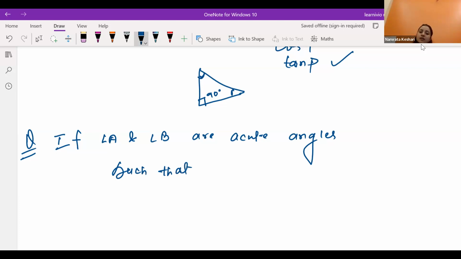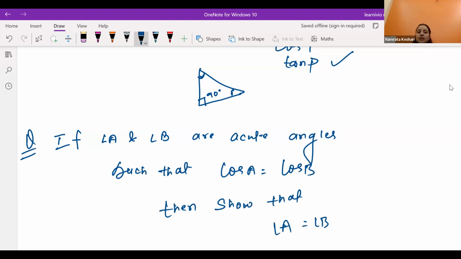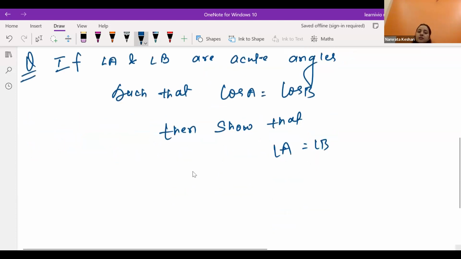Such that cos A is equal to cos B, then we are supposed to show that angle A is equal to angle B. Okay, let's do it. This one we'll be discussing. This one we'll be doing together.